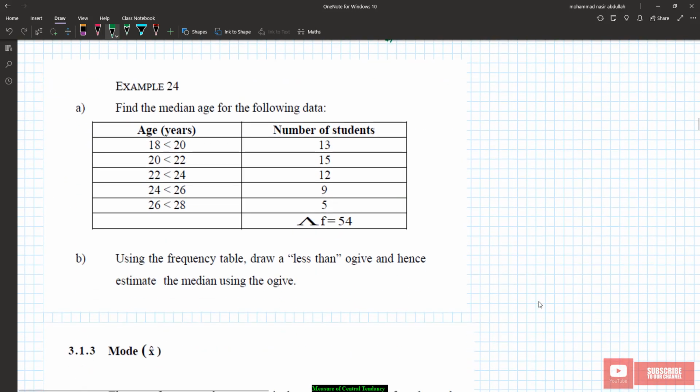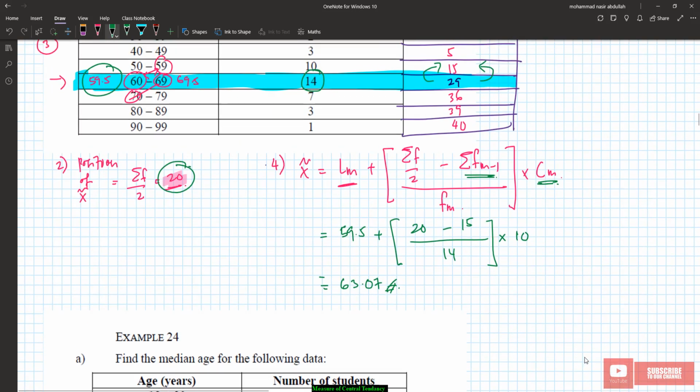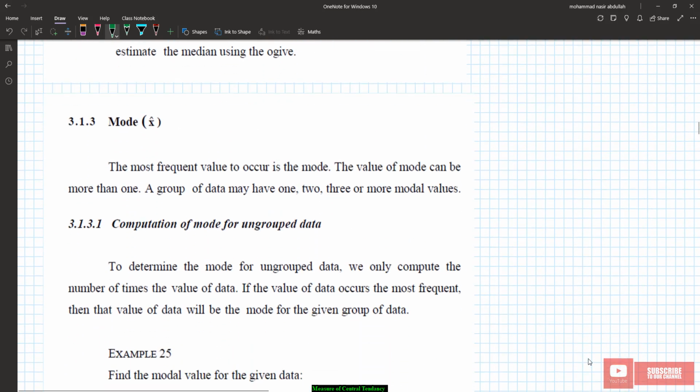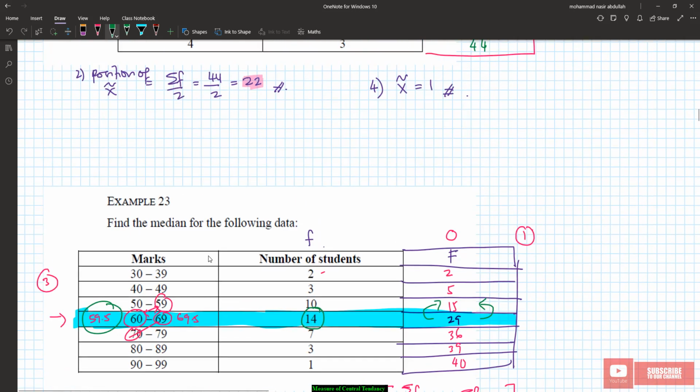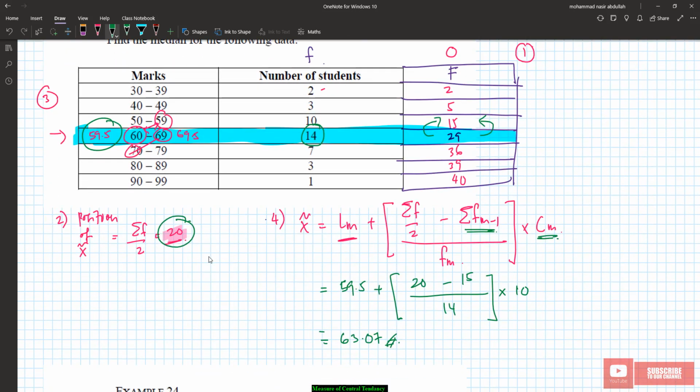For example number 24, you can do it by yourself, right? This is the same example, but in this example we already have a class boundary, right? So are you okay? Can we move on to the next topic, which is our last topic for measure of central tendency?